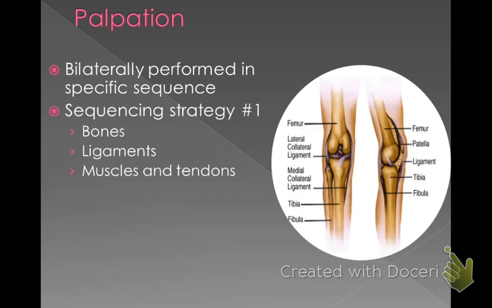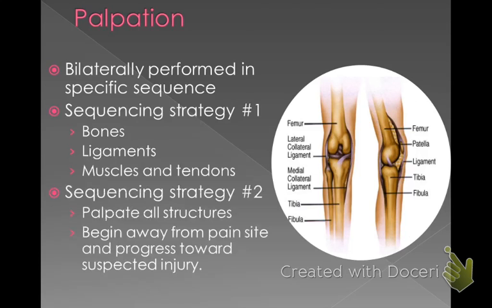There are two types of palpation sequences that you typically can use as a healthcare professional. The first type of palpation sequence is going to be sequencing strategy number one. That's when a clinician chooses to palpate in this particular order. So they're going to palpate all of the bones close to that injured limb. They're going to palpate all of the ligaments next, and then they're going to go muscles and tendons. However, you may not like that strategy. So there's a sequencing strategy number two where you palpate all of the structures. However, you begin away from the pain site, and then you progress slowly toward the suspected injury or the site.